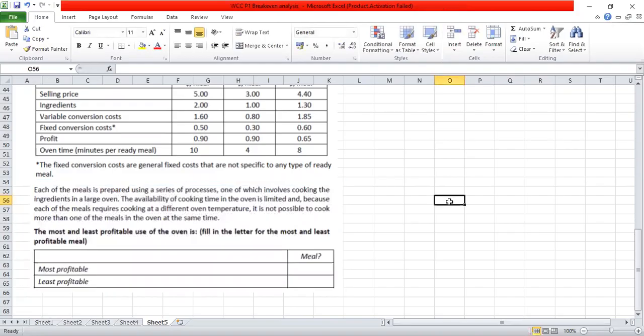Each of these meals is prepared using a series of processes, one of which involves cooking the ingredients in a large oven. The availability of cooking time in the oven is limited, and because each of the meals requires cooking at different oven temperatures, it is not possible to cook more than one of the meals in the oven at the same time. Find the most and the least profitable use of the oven. Oven time is the deciding factor. First, arrive at the contribution margin per unit.